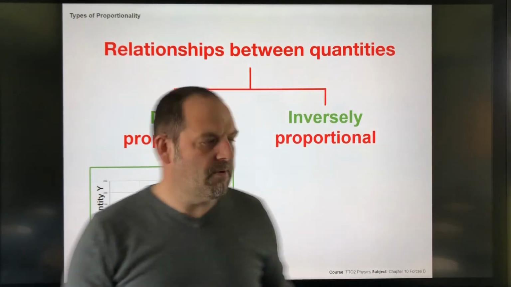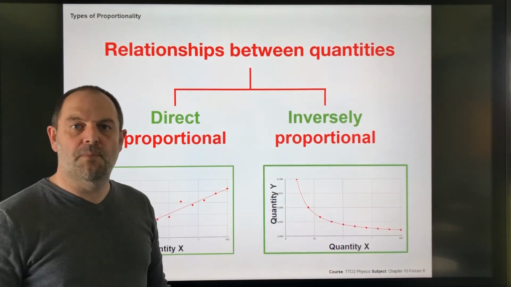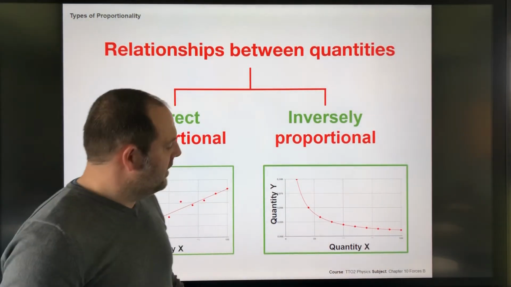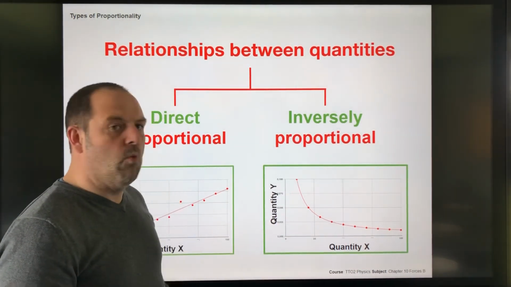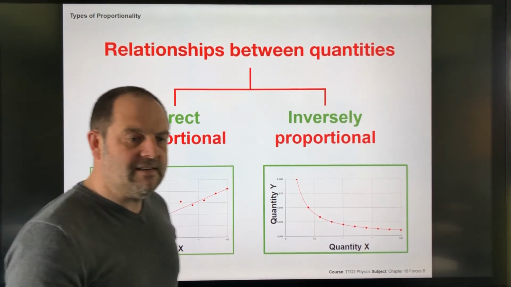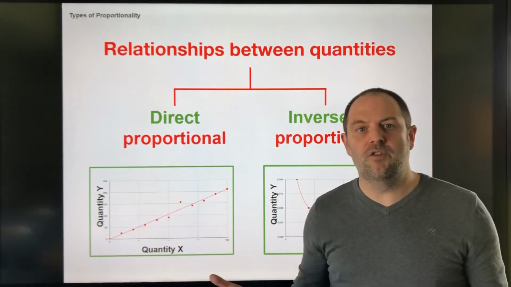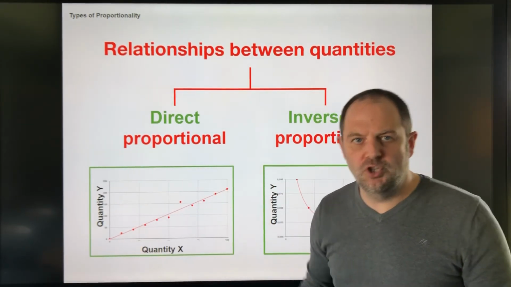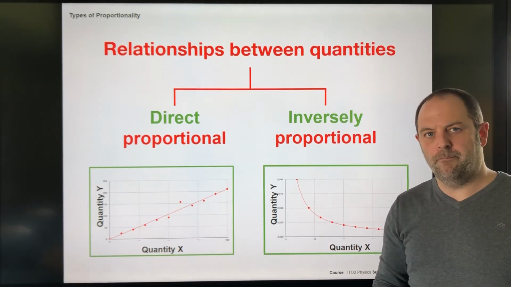Let's see what happens with inversely proportional. With inversely proportional, you always get a graph that looks a bit like this. It's a curved line going downwards, and it tells you that the quantity x is inversely proportional to quantity y. So in a test, if I show you two graphs, you immediately need to know, well, this is a straight line running through 0, directly proportional. This is a curved line, so it tells me it's inversely proportional.